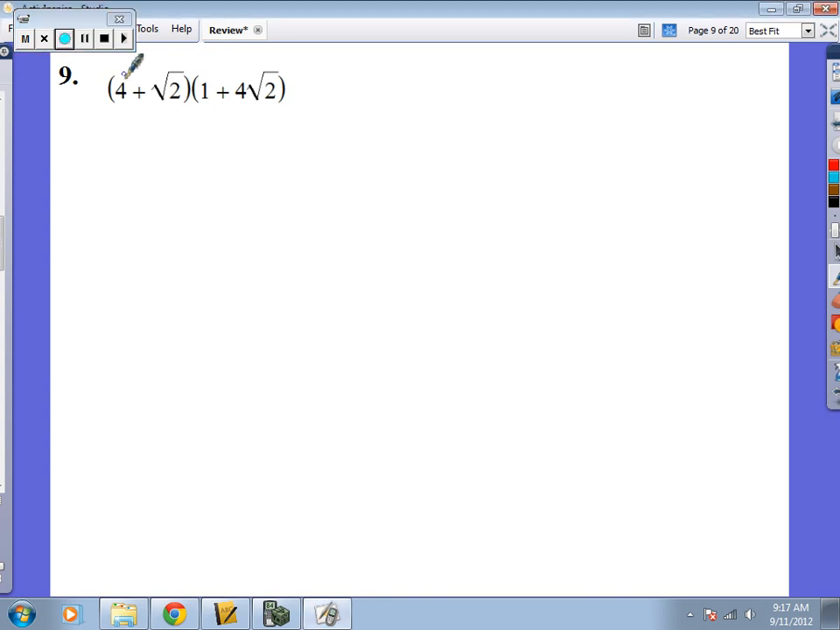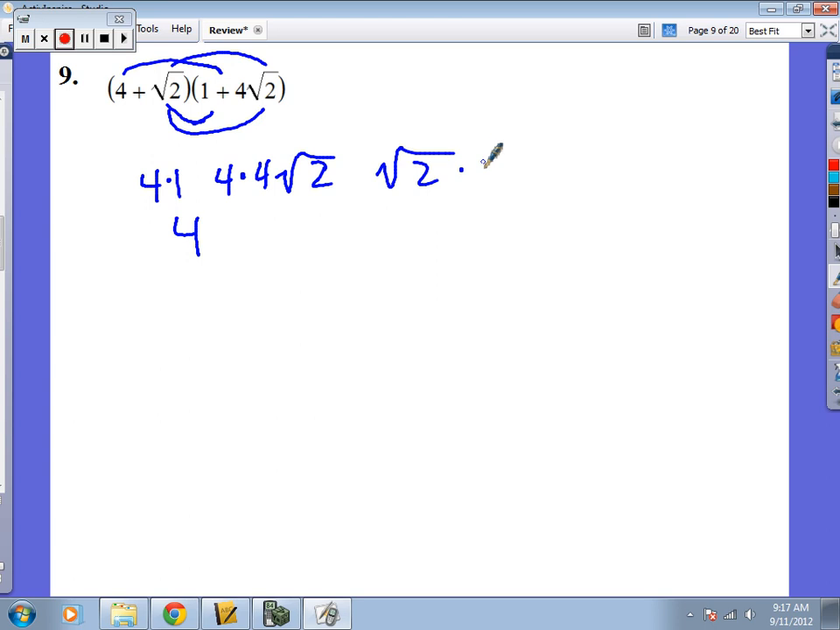Okay, so how you solve this problem is you do distributive property. So you would distribute this number and then this number, and you would get 4 times 1, and that equals 4, and you would get 4 times the square root of 4, and then you would get 2 times 1 and this 2 times the square root of 4.